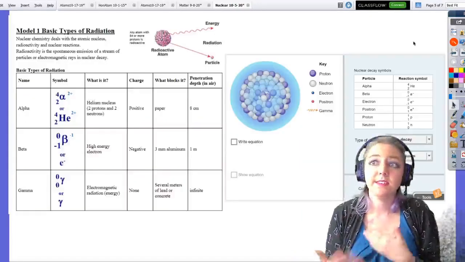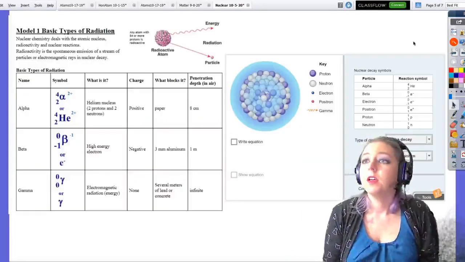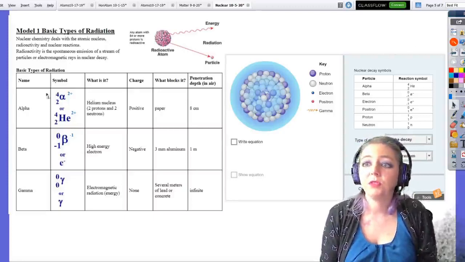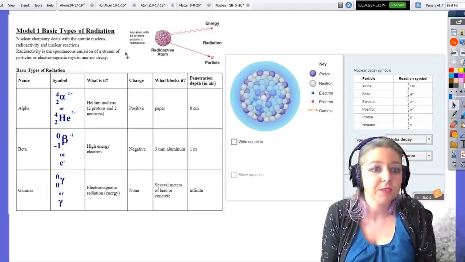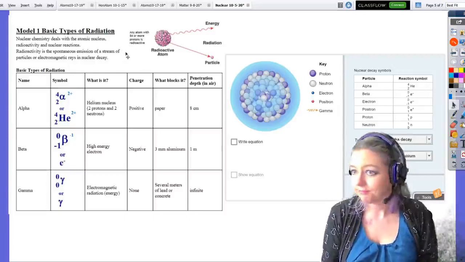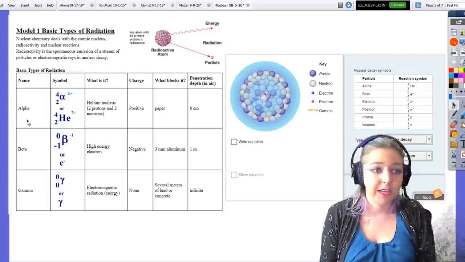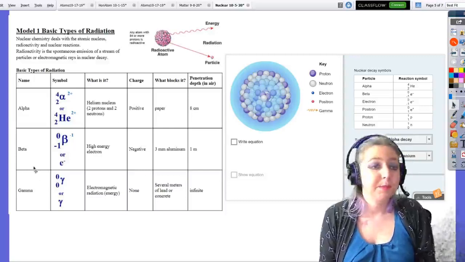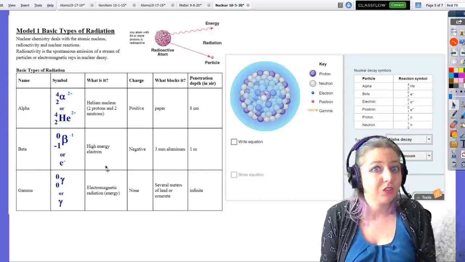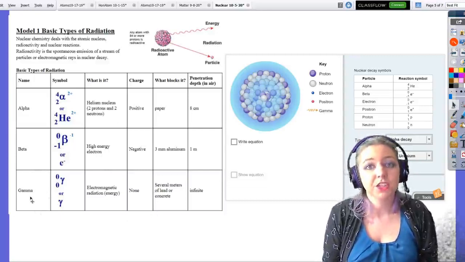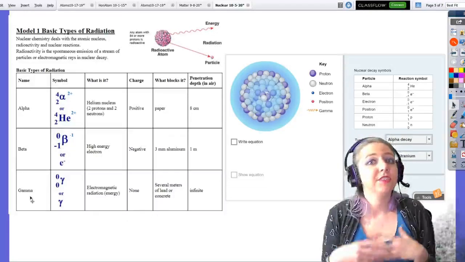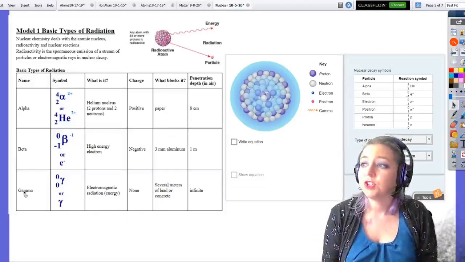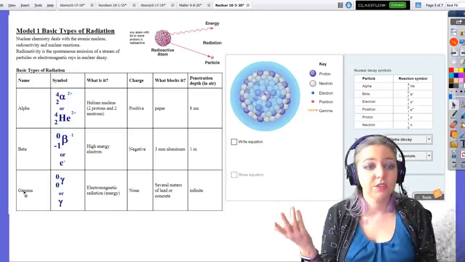So this leads us into our POGIL. Our POGIL is talking about the 3 basic types of radiation that we're going to talk about. There's alpha radiation, which is 2 protons and 2 neutrons. There's beta radiation, which is just 1 electron. And then there's gamma radiation, which is just gamma rays. It's just energy. To help show you what this looked like, I took us to our Gizmo.